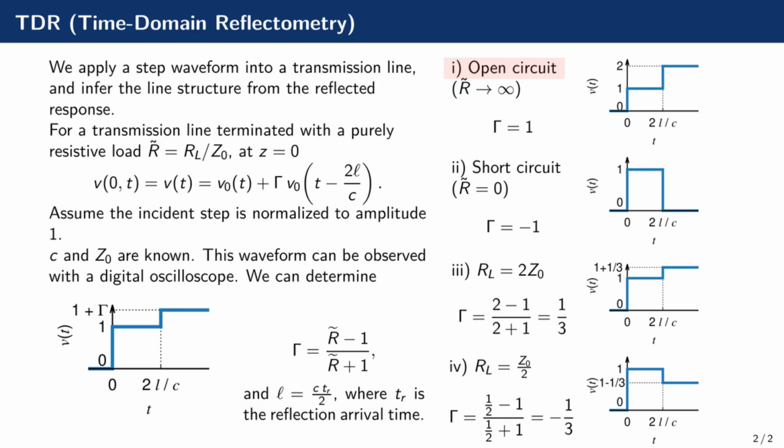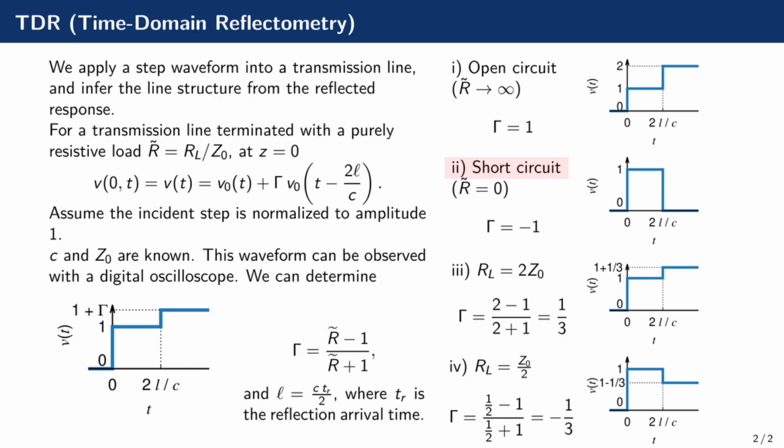First, consider an open circuit. In that case, R tilde goes to infinity, so gamma is 1. Therefore, a unit step is first observed as 1, and after the round-trip delay, the reflected wave adds in phase. So the voltage becomes 2. If we see that kind of waveform, we know that the far end is open.